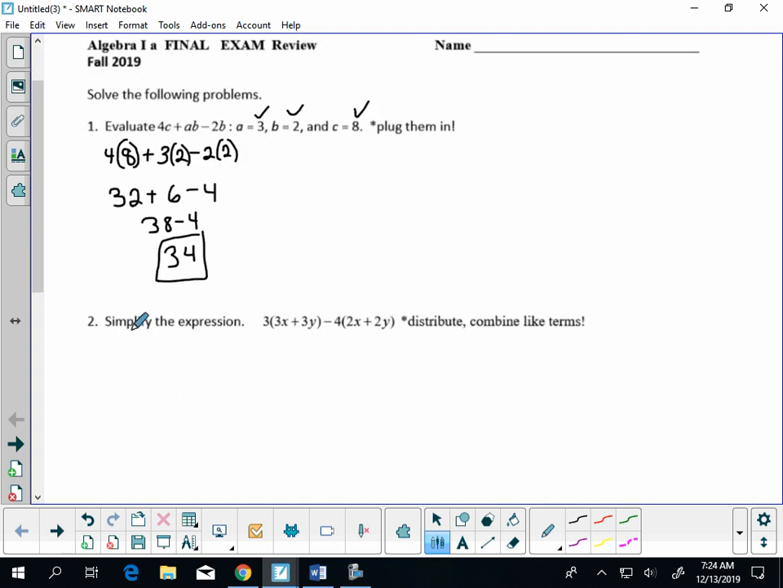On number 2, you're going to simplify it. That means that you want to get down to the simplest expression there is. To give you a hint right here, we're going to start with our distributive property. You multiply what's on the outside with what's on the inside, and that's going to give you 9x plus 9y minus 8x. And be careful on this. Think of that as a negative 4. That would be minus 8y. That gives you x plus y when you combine your like terms.